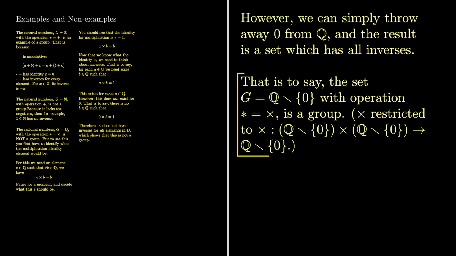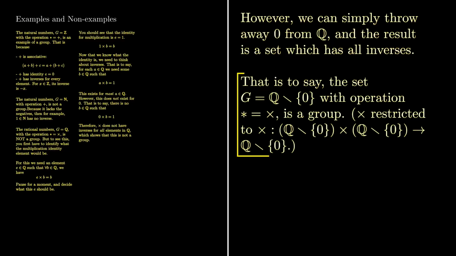So if you did take Q, remove 0, that is now still a non-empty set because we didn't remove everything. It still has an operation when you restrict multiplication to the now appropriately smaller set Q minus 0, because if you take any two numbers that are non-zero and you multiply them together, you don't get 0. So actually by removing 0, we still have an operation on Q minus 0. So that's worth noting, and it worked out.